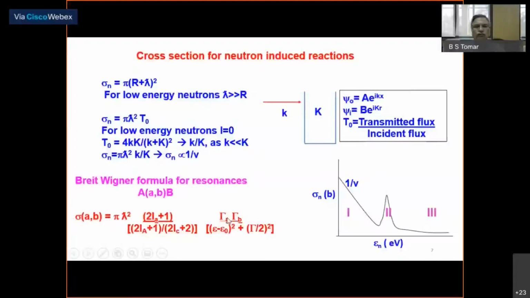So gamma A, gamma B are the widths for the emission of these two radiations, upon epsilon minus epsilon 0 whole square plus gamma by 2 whole square. Epsilon is the energy at which you are calculating the cross section, and epsilon 0 is the energy at which resonance is occurring. Gamma is the total width, so gamma means gamma A plus gamma B, if these are the only two modes of decay. This formula very successfully calculates the cross section in the resonances and also a little away from the resonances. So this is the formalism people use to calculate the cross section for neutron-induced reaction in the resonance region.